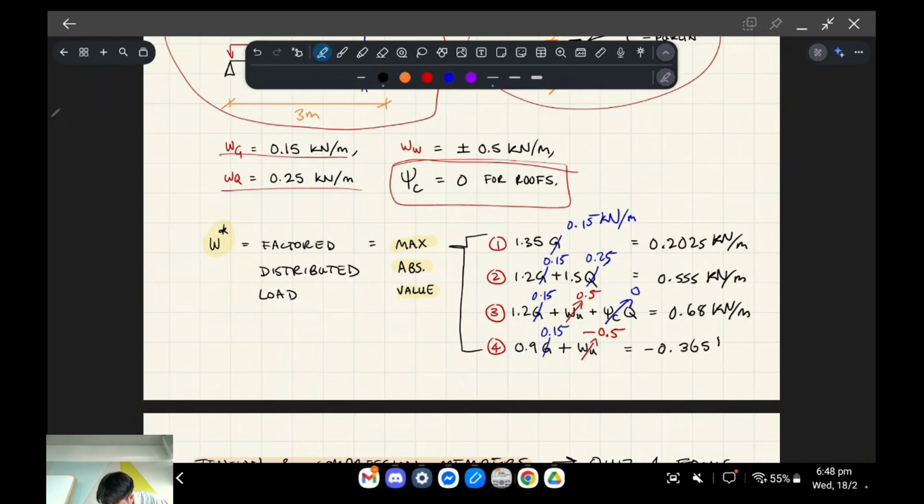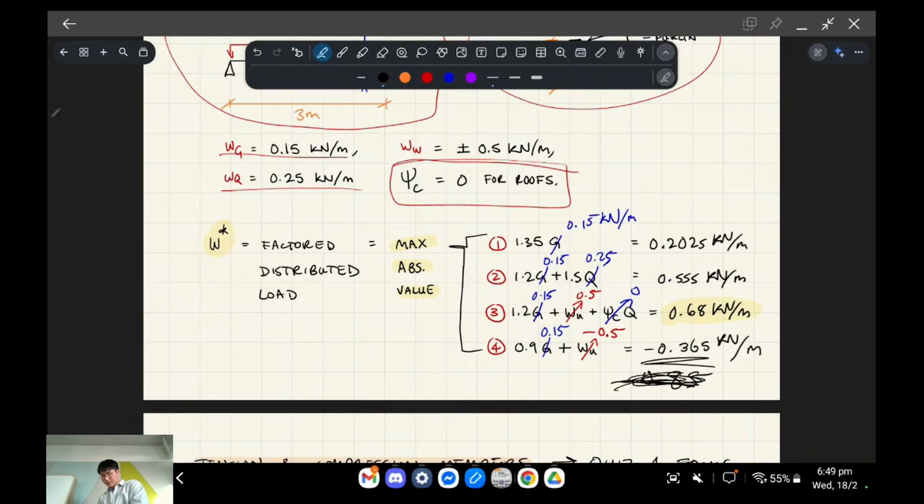Okay, so looking at these numbers, which load case governs? Number 3? Yeah, that's right. So basically, we want to find the biggest absolute value. So if, for example, that number ended up being like 0.85 or whatever, negative, that would be the governing load combination. Okay, makes sense? So the negative is just direction. Yep, exactly. It's just direction.